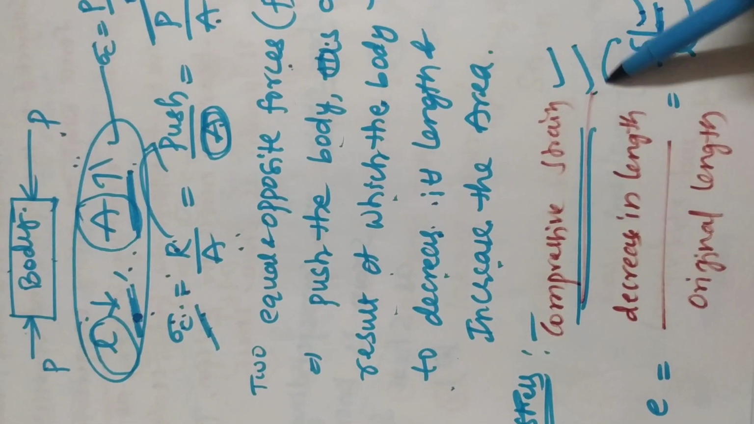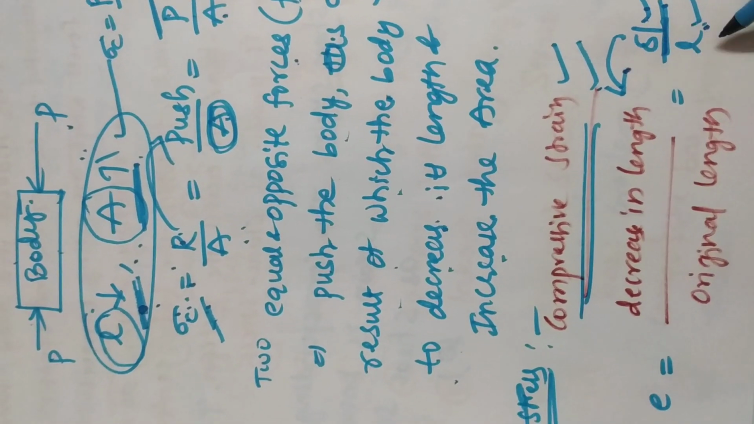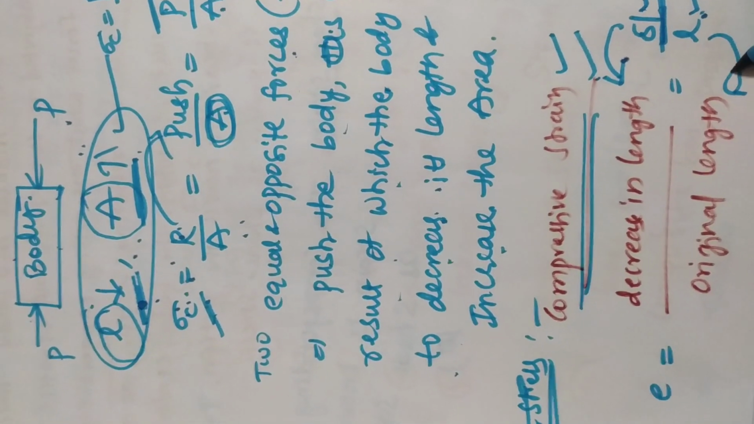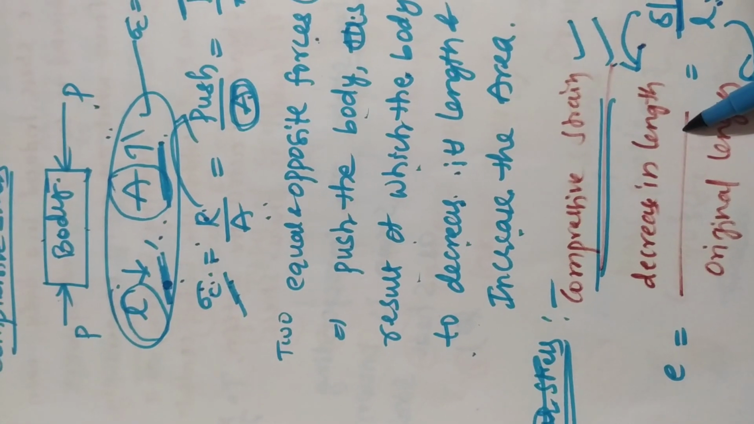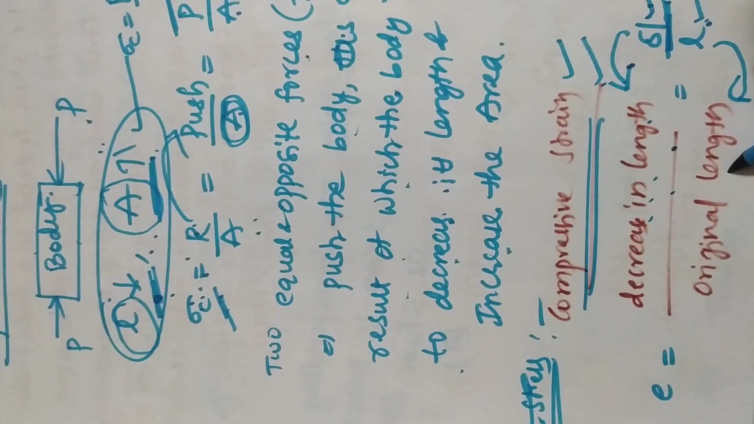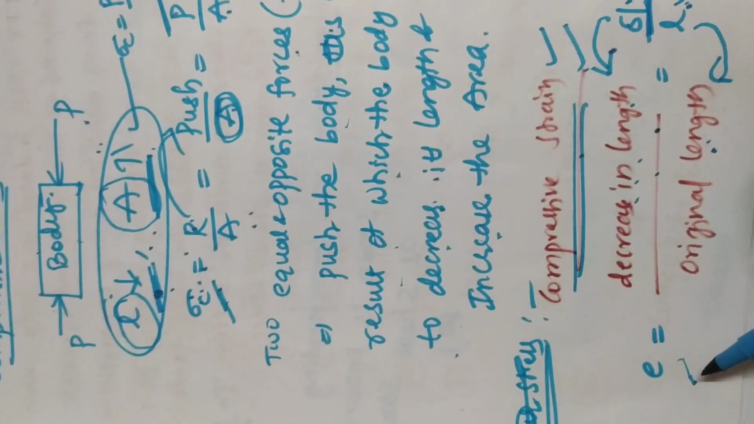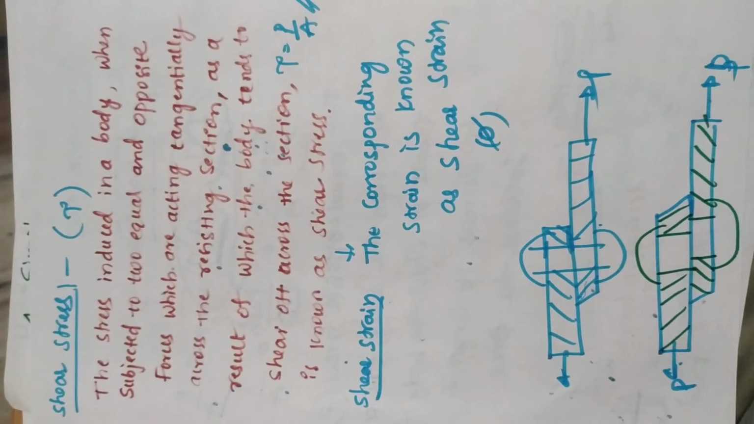Change in length here means decrease in length, and original length means L. So the ratio between the decrease in length and the original length is known as compressive strain. It is denoted by E. There are no units for strains.